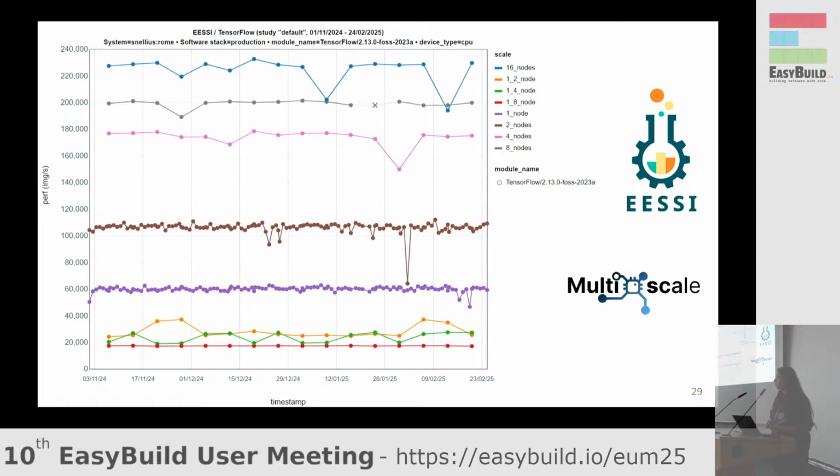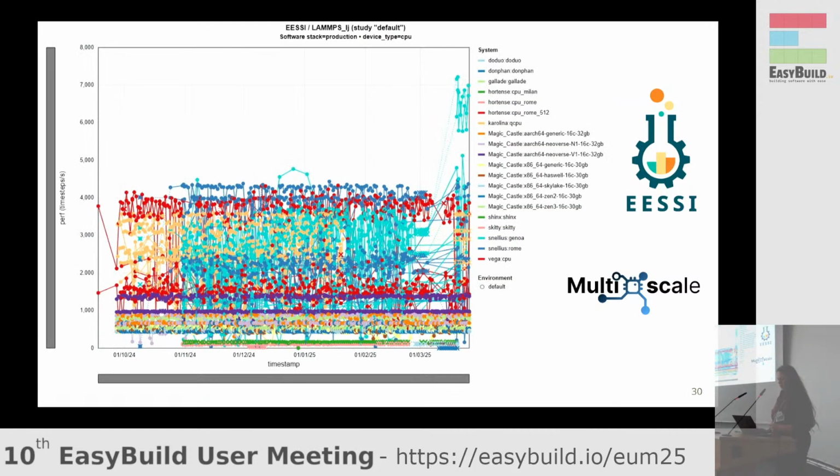We also have a dashboard already. Here you can see an overview of the tests of TensorFlow running at the Rome partition of Snellius, and you can see the different scales that it's running on. Here you have a full overview, it's a little bit messy, of all the systems that we're already testing right now. This is just for the LAMMPS test. We allow people to submit data from their own system and push it into our dashboard.